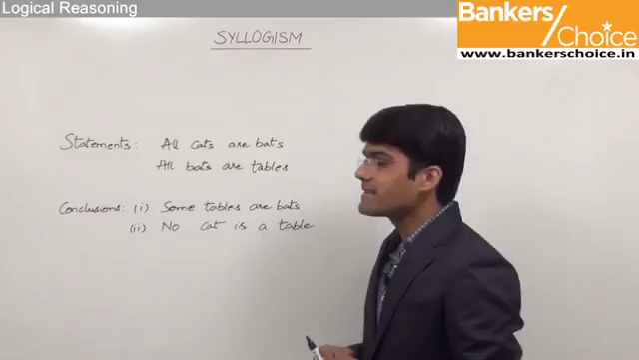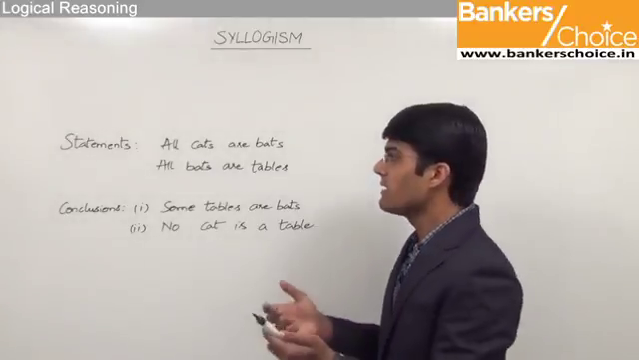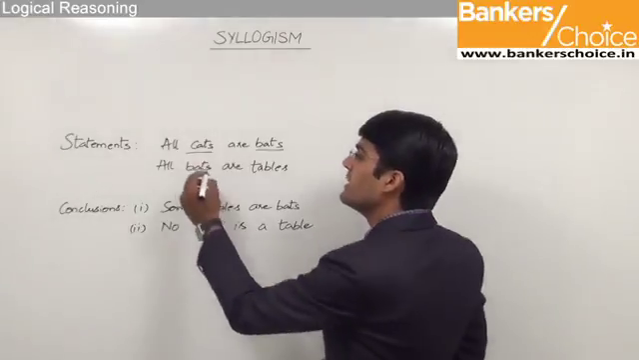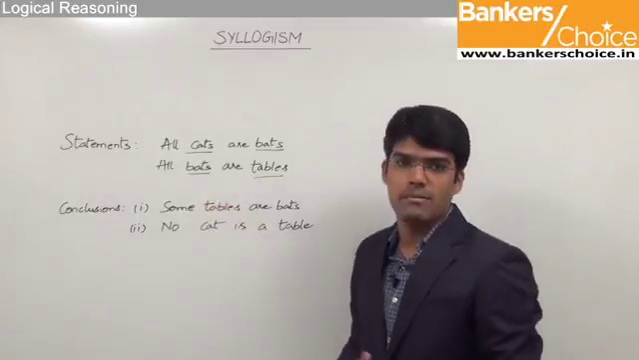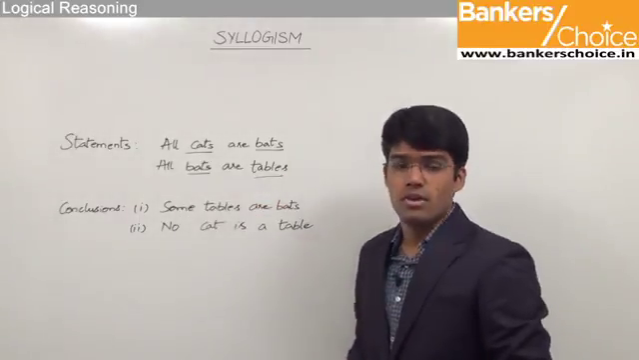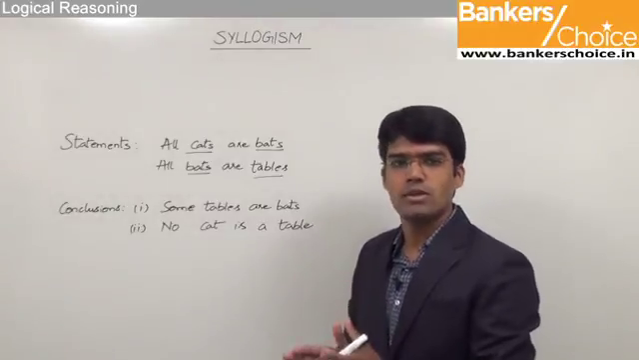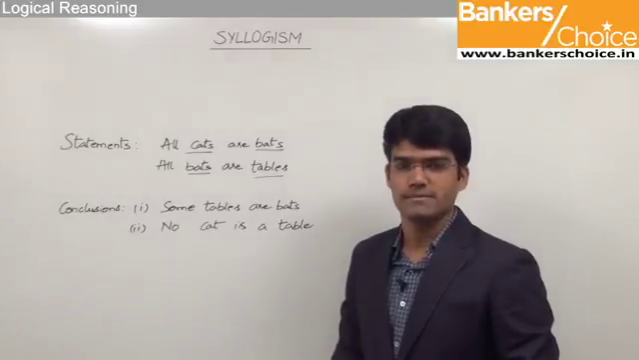As I've already told you, the statements may vary from the commonly known facts. For example, in real life, there is no relationship between a cat and a bat. And similarly, there is no relationship between a bat and a table. But the statement says all cats are bats and all bats are tables. So though they seem to be completely varying from the commonly known facts, we have to assume that the given statements are true. So remember friends, whatever the statement is given, it has to be assumed to be true, even if it varies completely from the commonly known facts.